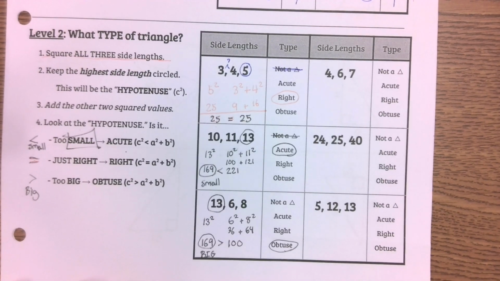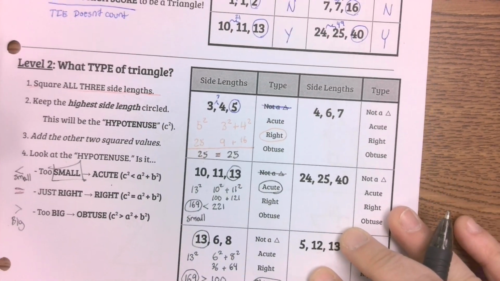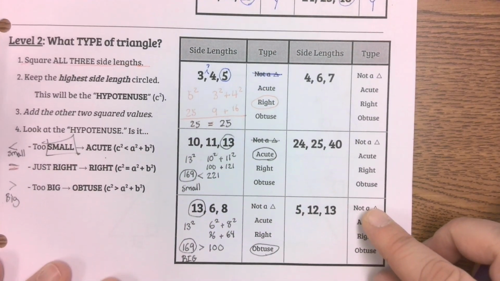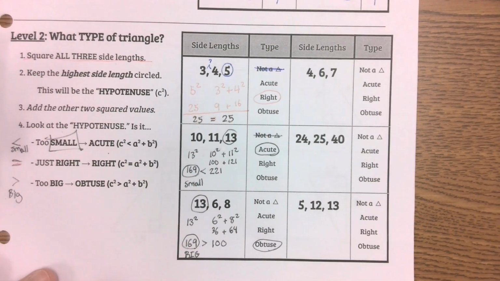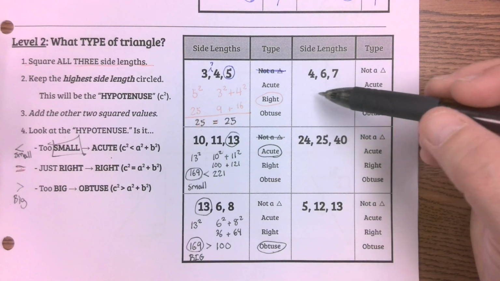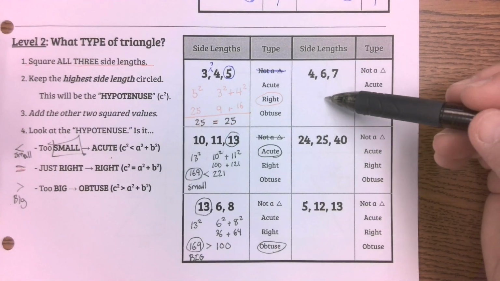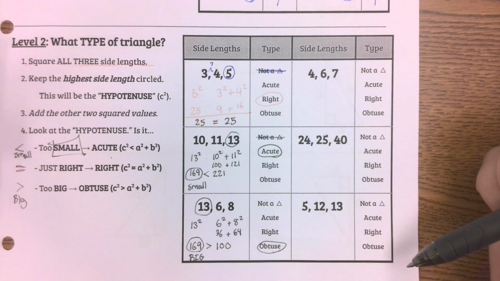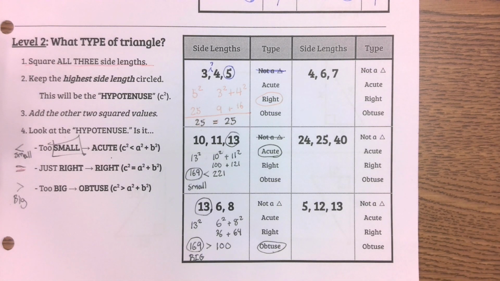Okay, all right. So why don't you try the next three and then pause the video and check back in to see if you got them right. Remember your steps. Find your biggest one, check if it's a triangle, then put your biggest one, your C, on the left and square it. Put your two small ones on the right, square and add them together, and then see if the hypotenuse is the biggest, the smallest, or equal.